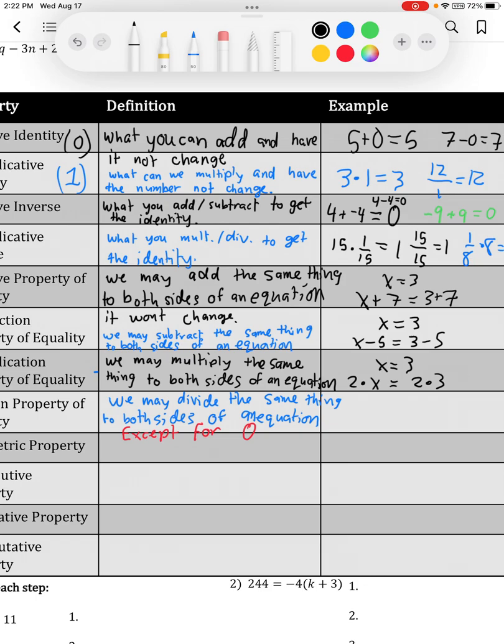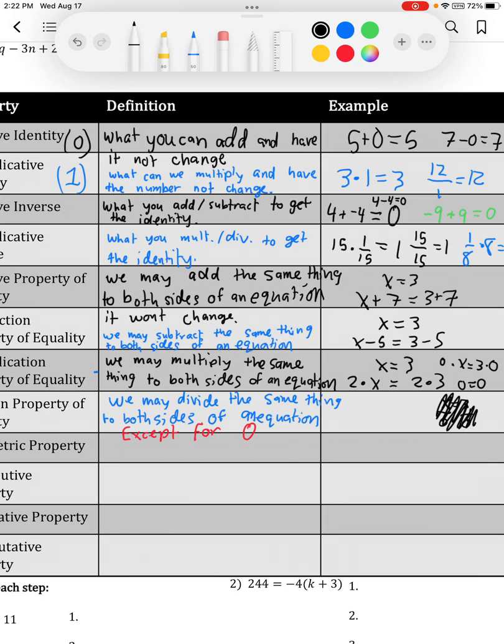So for example, if we go x is equal to 3, and you multiply both sides by 0, you end up with 0 is equal to 0, which is true but not particularly helpful. On the division side, it's even worse. If we have x is equal to 3, and we divide both sides by 0, we actually create a black hole that nothing can come out of, and it's really bad. So don't do that. Don't divide by 0.